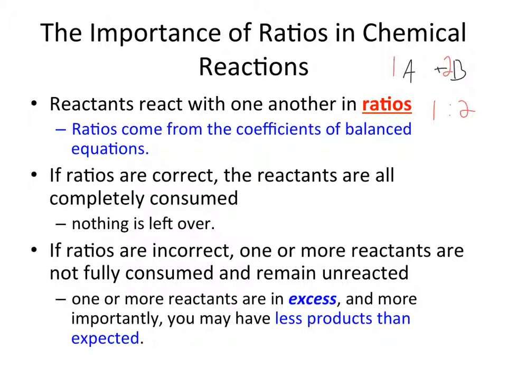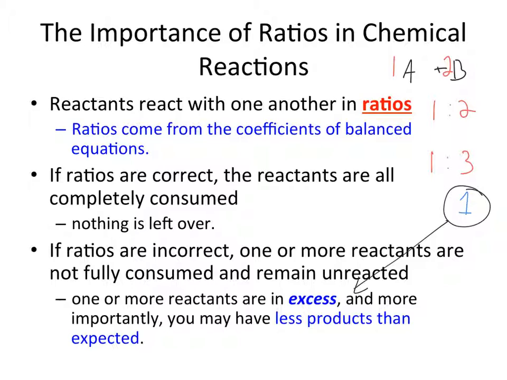So if this ratio is observed, and we provide enough reactants for this ratio to be observed, both of the reactants are going to be consumed completely, and there's nothing left over in terms of reactants. However, let's say we have 1 mole of A, and we add 3 moles of B. Well, the ratio is only 1 to 2, which means we don't need 3. We're going to have 1 mole left over. So we say that this reactant is now in excess. We had more than we needed, and now we have some left over.